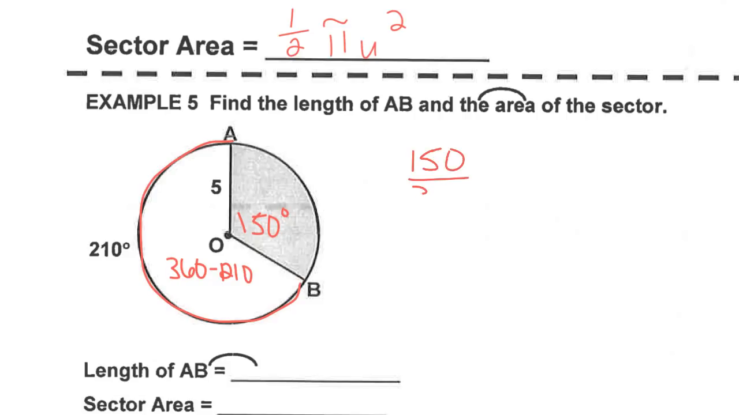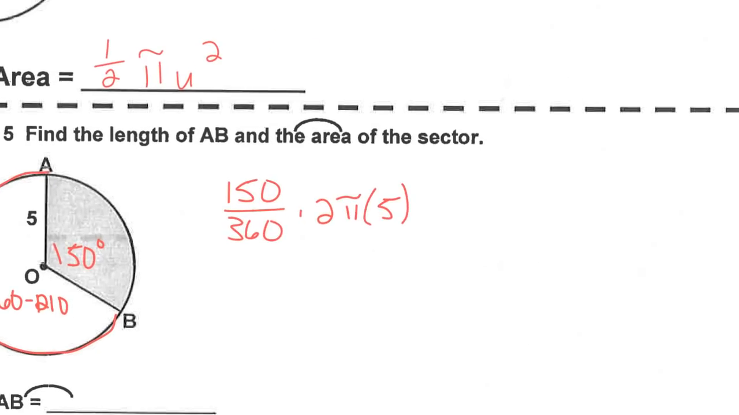150 over 360 times 2 pi. Looks like our radius is 5. That's for the arc length. Same thing for the area, 150 over 360 times pi, this time r squared.